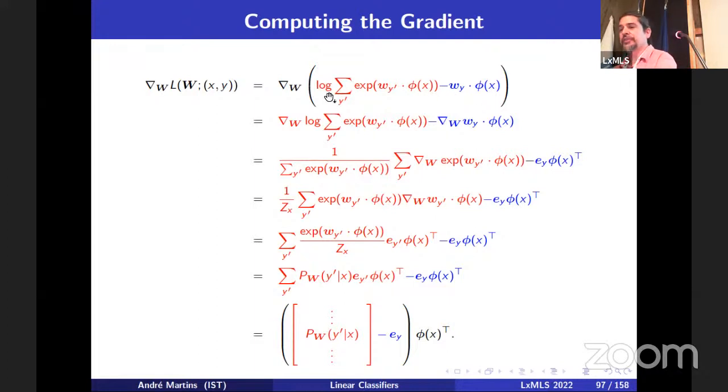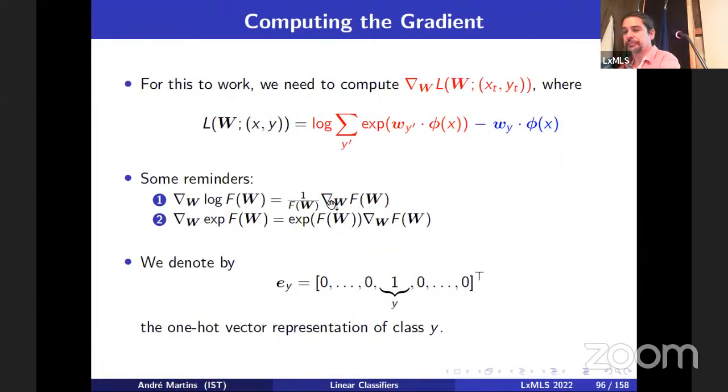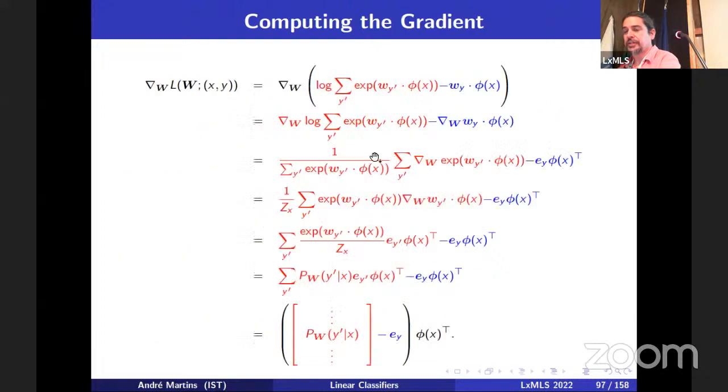Because we have the gradient of a difference of two terms, we can compute the gradient of the two terms and take the difference. So we have the gradient of the red part minus the gradient of the blue part. In the red part we have a log, so we can just apply this formula here. The gradient is going to be 1 divided by what's inside the log, which is this sum, times the gradient.